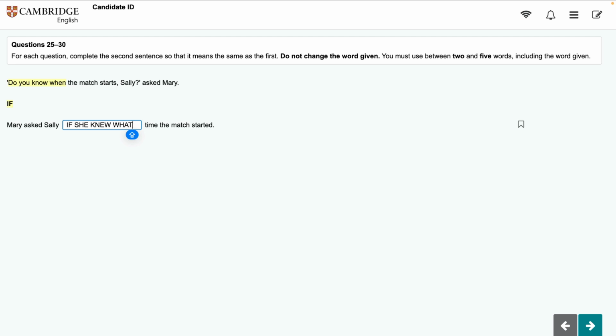Let's double check. My answer has got the keyword if. This answer has got four words and it's grammatically correct. I've transformed the present simple into past simple, and its meaning, Mary asked Sally if she knew what time the match started, is exactly the same as the one above. Let's move on now to question 28.